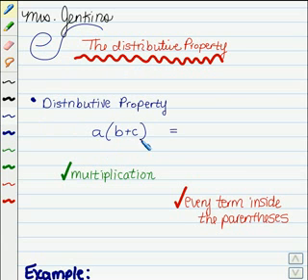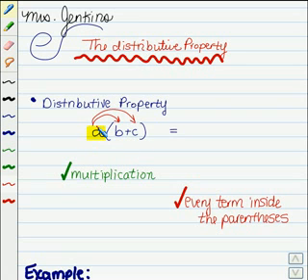If you have a sum or a difference of two expressions, variables, numbers, like this, you can go ahead and multiply both of those by a value, like a here, by distributing it. In other words, we're going to take this value outside the parentheses. In this case, it's a variable. But we're going to take a and distribute it. We're going to multiply it by b. Then we'll take that a and we'll multiply it by c.